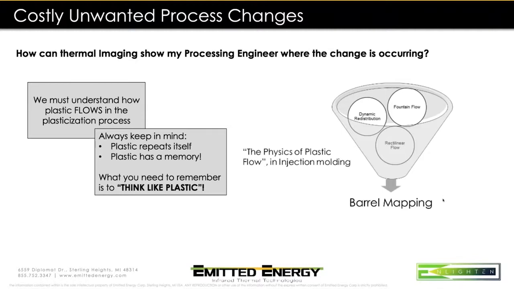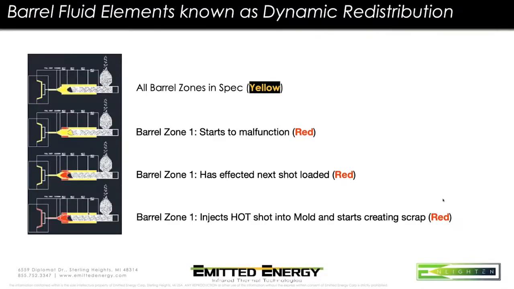What we talked about for dynamic redistribution or rectilinear flow is basically at any point during the process, in that whole process material line, as I look back through here, let's say I have a zone, if you look all the way to the left, they're all in yellow, everything's good. All of a sudden I lose one of my zones up on the front. It's going to affect the very first plastic that's in that first one being loaded up. And then as that hot shot gets brought into your mold, I'm going to pick that temperature up. It's going to keep on repeating itself depending on how many shots you have in there in that same spot, saying that zone's out of place.